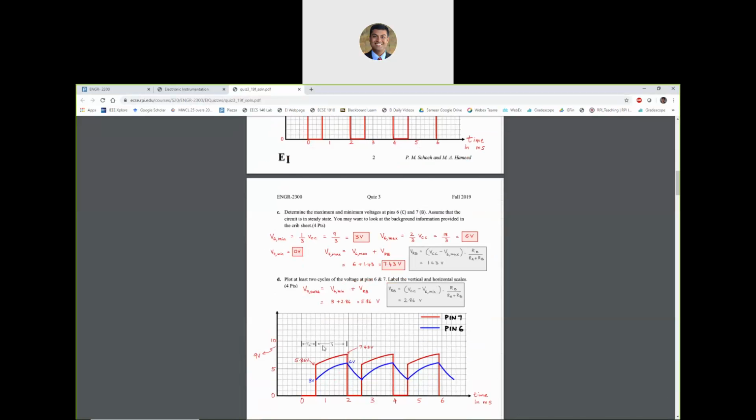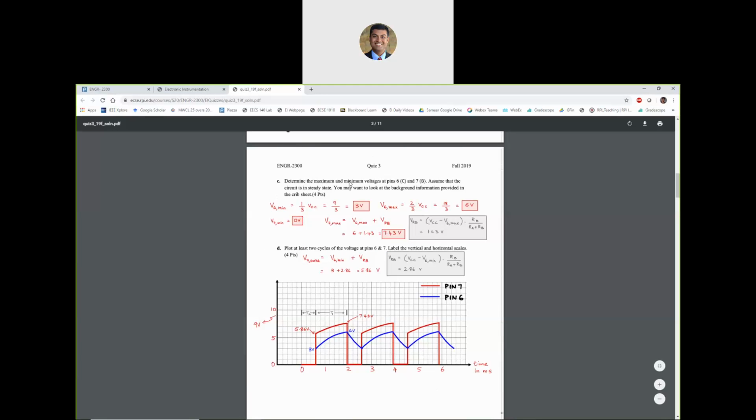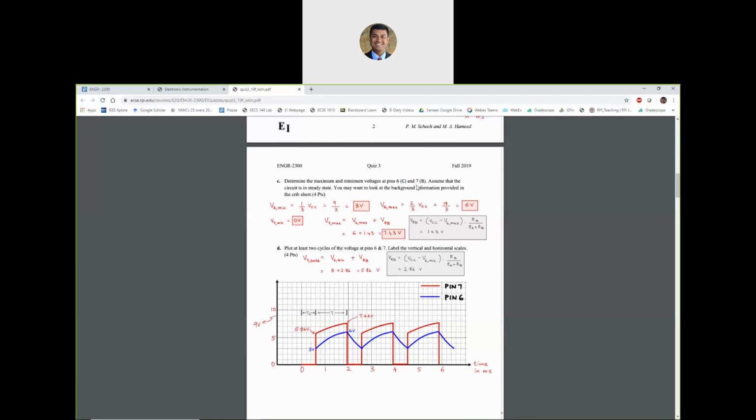But when you come down to part C and part D, that's when it gets a little bit more complex and interesting. In part C, you're asked to find the maximum and minimum voltages of pins 6 and 7. As you know, pin 7 is the discharge pin. So if the capacitor discharges to ground, it is going to discharge through R2, or RB in this case, but that happens through pin 7. So what are the minimum and maximum voltages on that? Take a look at the solution here.